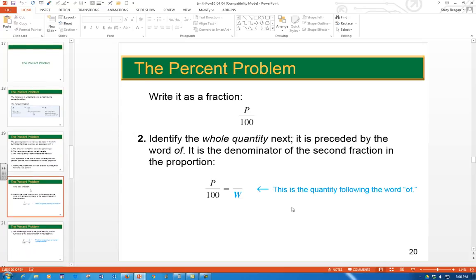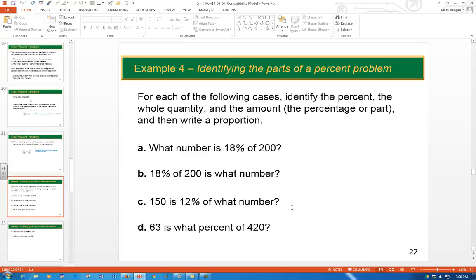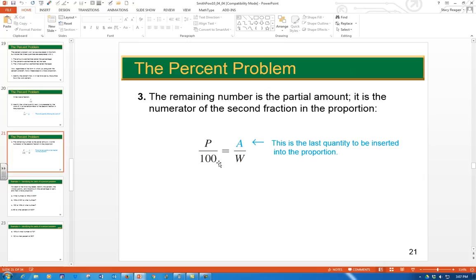So let's take a look at some of these problems. This problem says, what number is 18% of 200? And you're going to use a formula for all of these, and the formula is this one. P over 100 equals A over W. And notice this is a proportion if we write it this way.